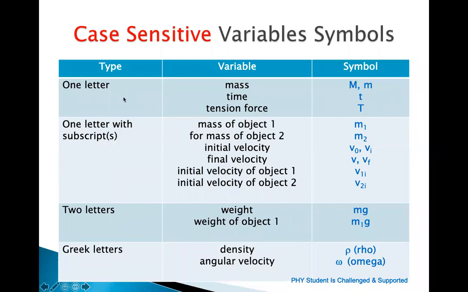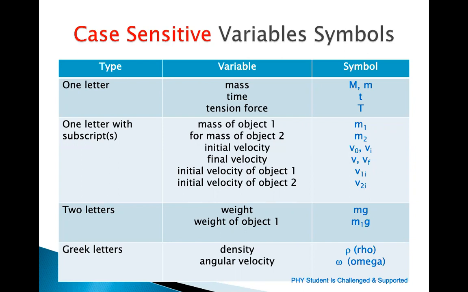So there are symbols made with only one letter. For example, mass, time, and tension, force. And look, the physics variable names are case sensitive. Then one letter with a subscript or multiple subscripts. So we use mass of object 1, mass of object 2, so that allows us to create different symbols for different objects. Initial velocity, final velocity, there are two different ways. Initial velocity of object 1, initial velocity of object 2. So here, there are two subscript symbols to distinguish what velocity you're talking about.